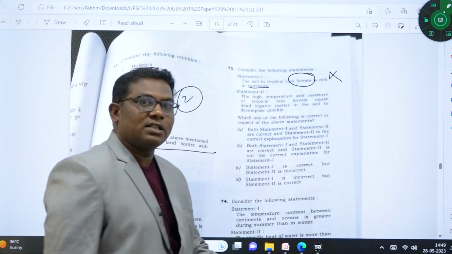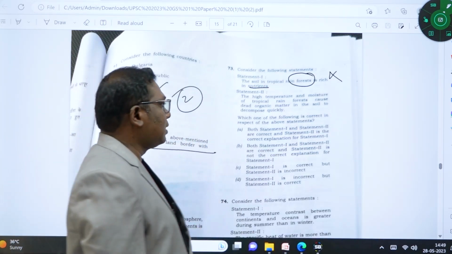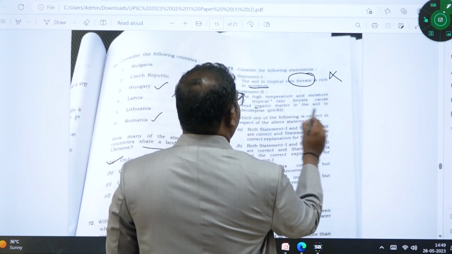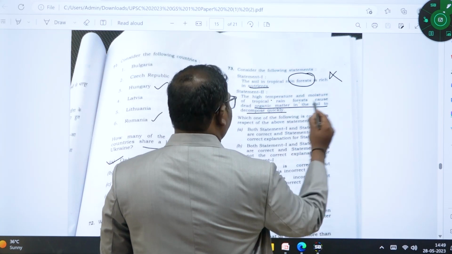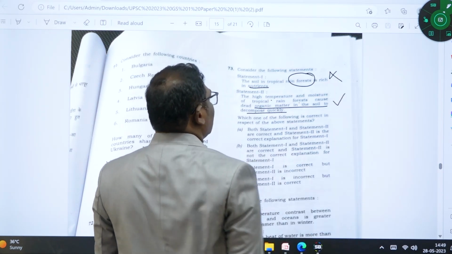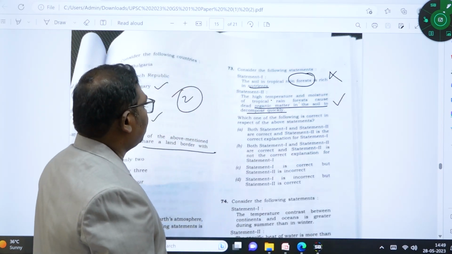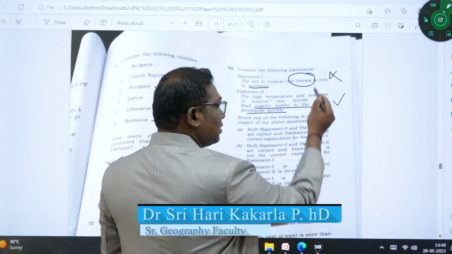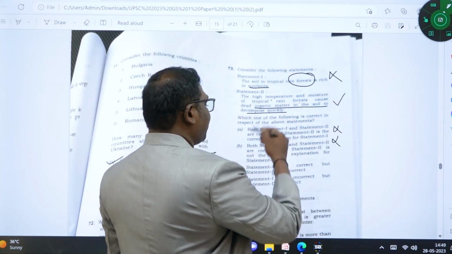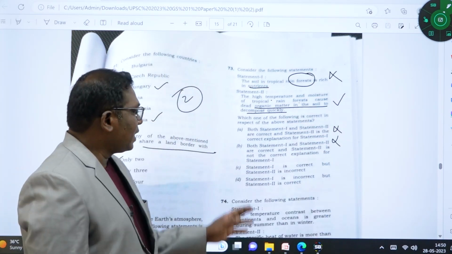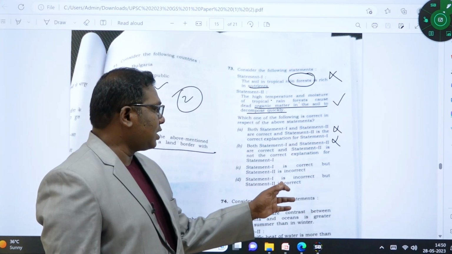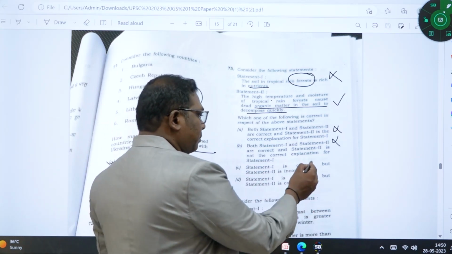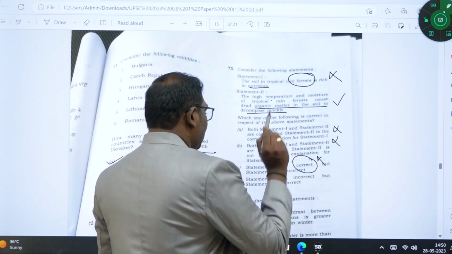First of all, statement 1 itself is a wrong statement, a blunder statement. And the high temperature and moisture of tropical rainforest cause dead organic matter in the soil to decompose quickly. Yes, this is true. And statement 1 is a wrong answer, so it is not at all an explanation. That's why you are eliminating options A and B. In option C, it is saying statement 1 is correct. No, statement 1 is a wrong statement. That's why the remaining option.